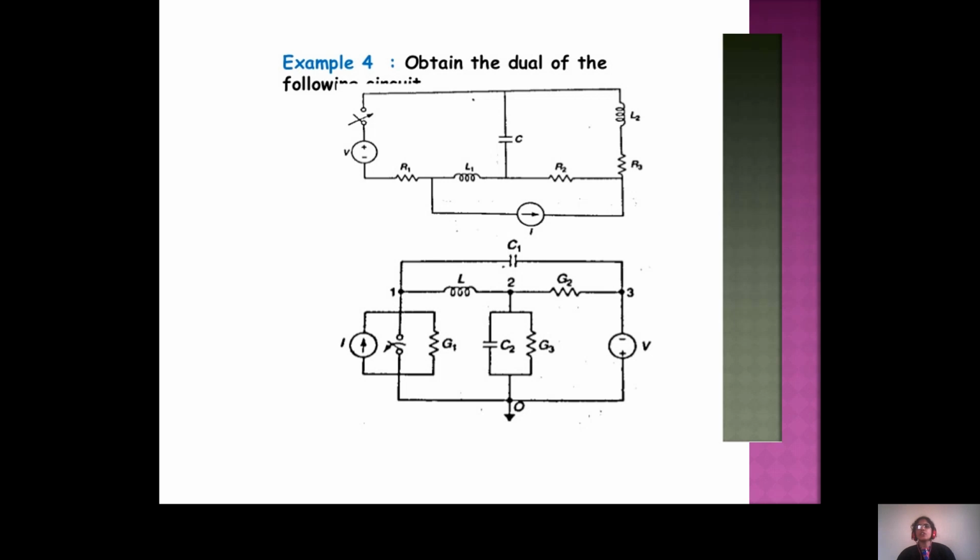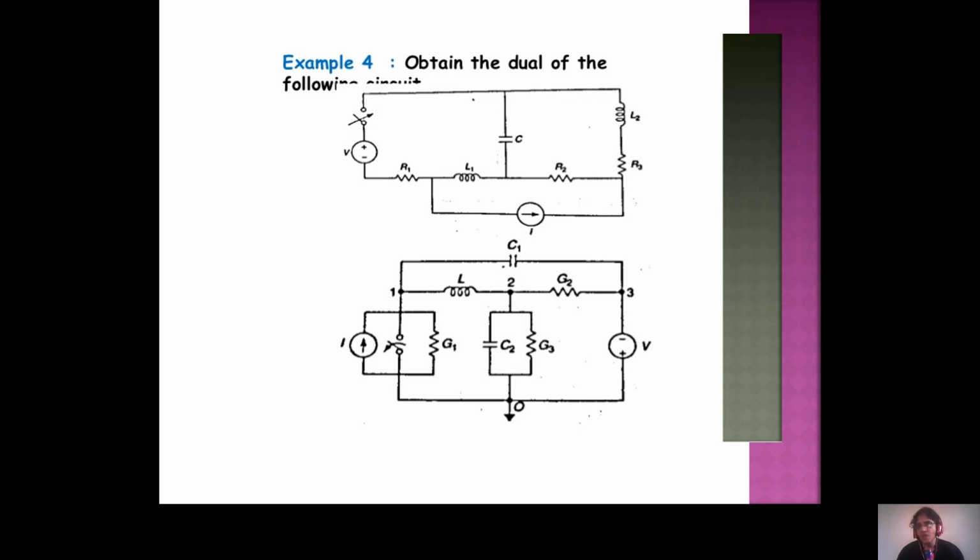Same thing, obtain the dual of the network. Here the open circuit voltage source will be converted to the current source, resistance will be conductance, inductance will be capacitance, capacitance will be inductance, and the current source will be voltage source. Like that it will be converted.